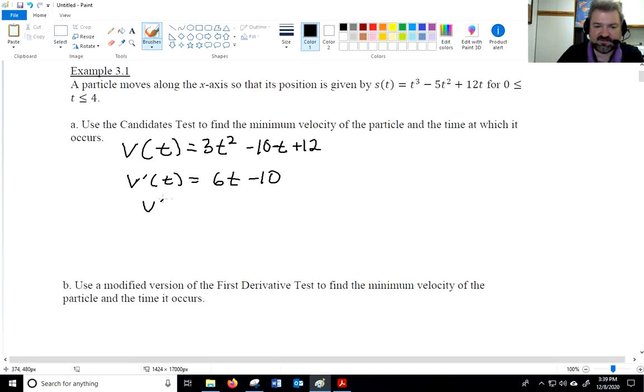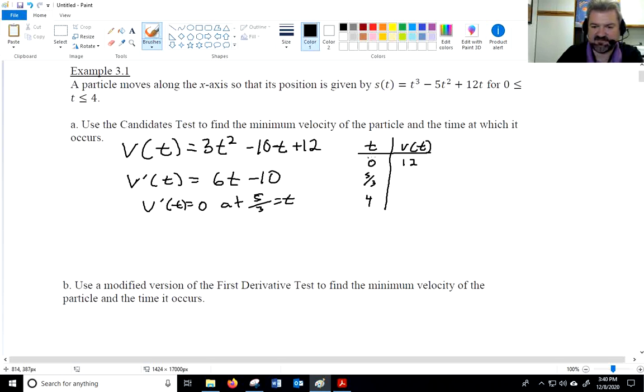All right, well, we can see that v prime of t is equal to 0 at 10 over 6, or 5/3. So that's our only critical number on this interval from 0 to 4. So to use the Candidates Test, we need to show each one of these. Well, we could use a table of values. That's one way to show the Candidates Test. So t of 0, t of 5/3, and we have t of 4. And then this is v of t. Velocity at 0 is 12.